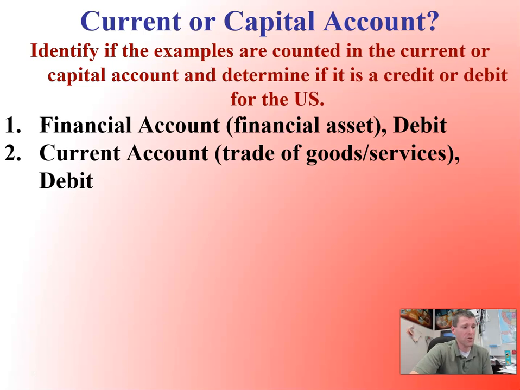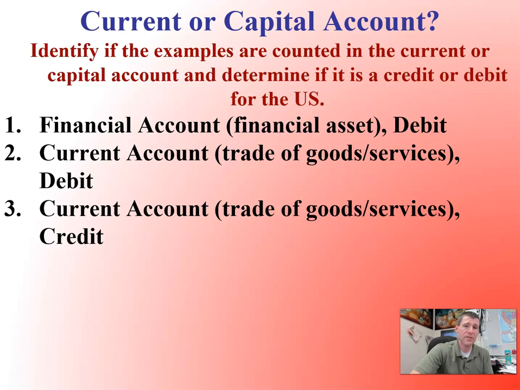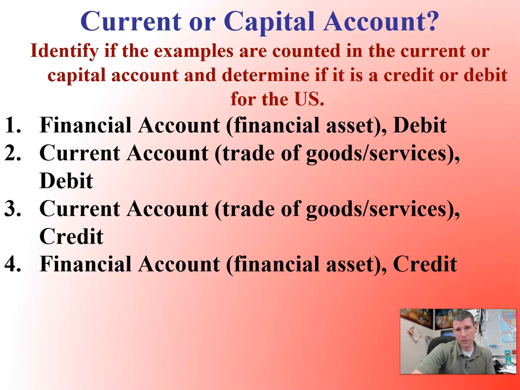All right, number three, a U.S. company, Boeing, sells 20 747s to France. This would be in the current account. Even though they're very large, it is still a good that is getting exported. And because it is getting exported, that would be a credit to the U.S. current account. Number four, a Chinese company buys a shopping mall in San Diego. Financial account. They're buying the mall, that real estate in San Diego, and so that makes it financial account. It's a credit for the U.S. Money is coming in to buy that mall.